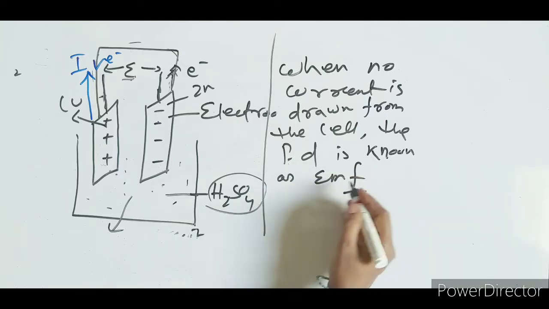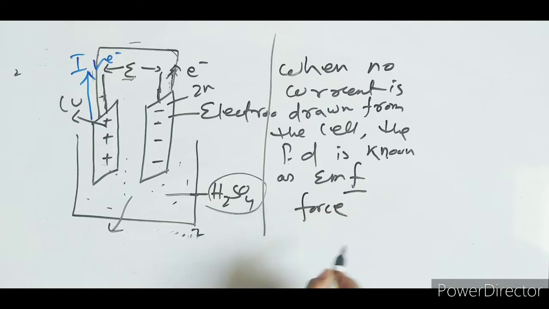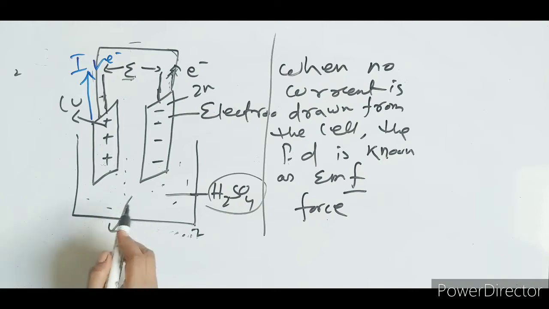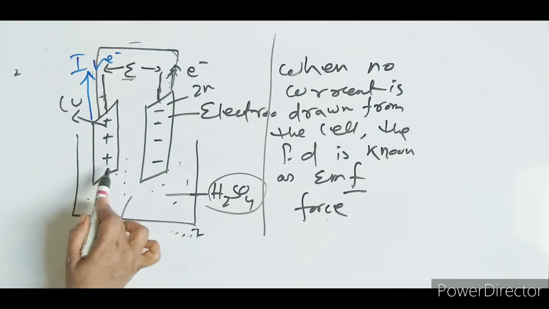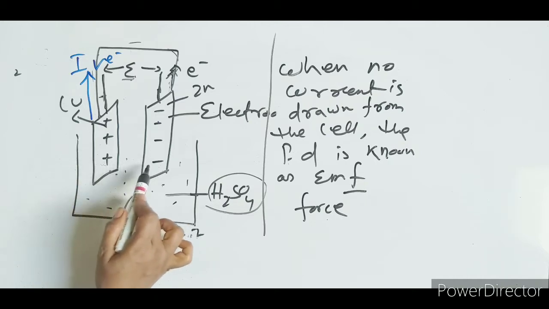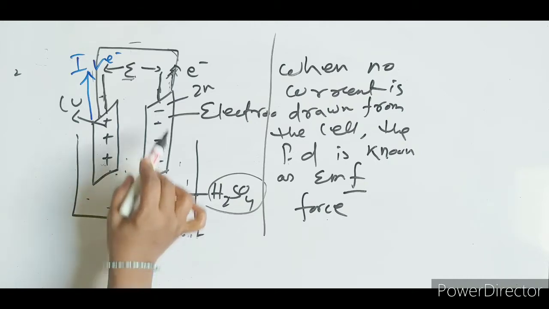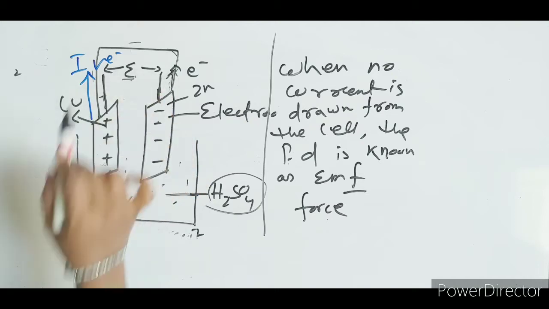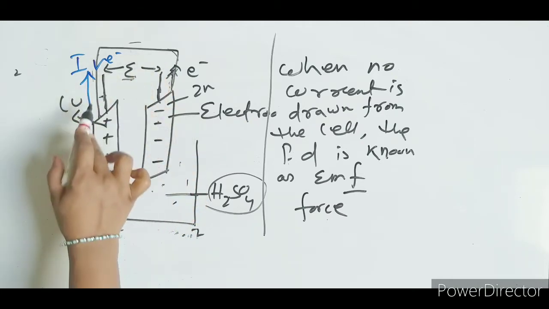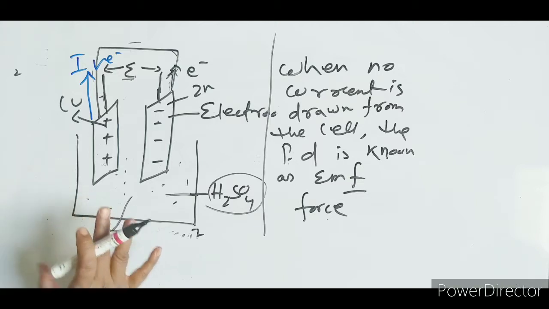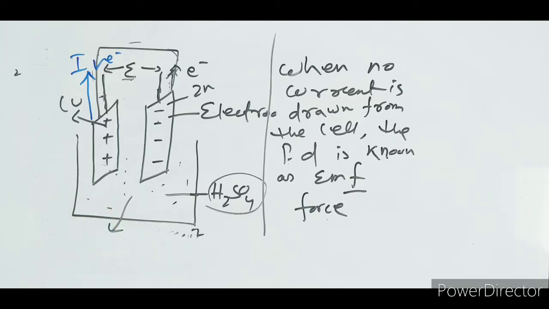Many people, when they hear the word force, think that this is some type of force. Actually, what happens inside the electrolyte is that these ions start moving here and there, due to which there will be a flow of current. But outside in the circuit, the electrons flow from the negative plate to the positive plate. Clear?